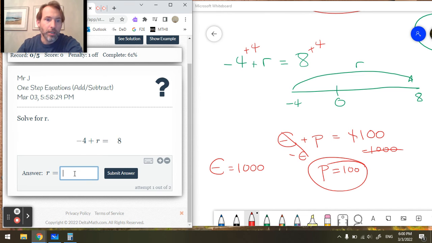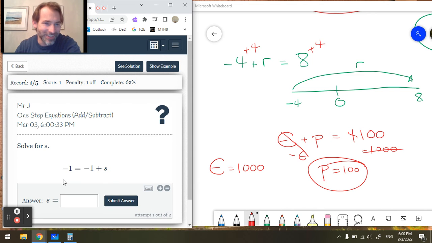Another: -1 is equal to -1 plus s. Okay, s is 0. All right. Something is equal to something plus some number. Well, the only thing I can add here that would make -1 equal to -1 would be 0. So it's 0.